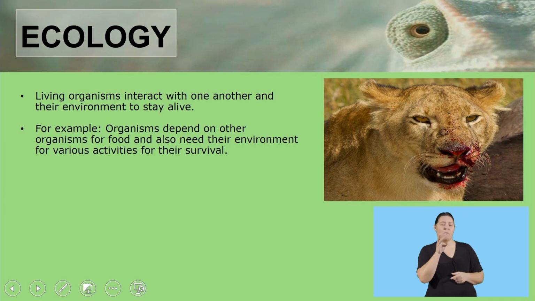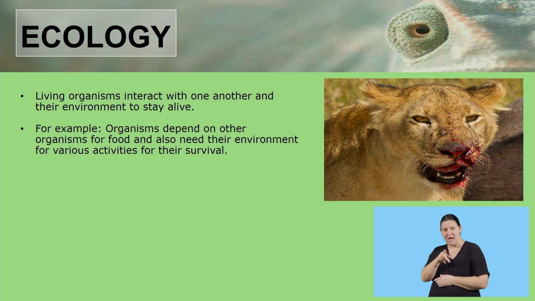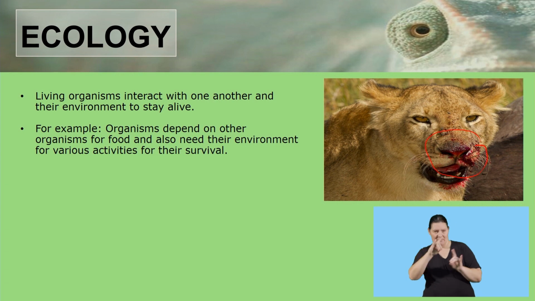So here's a nice picture that shows an animal that has just fed on another animal. As you can see, this lion has blood. So it tells us that it has just eaten another animal. So this is done so that it survives, to ensure survival.